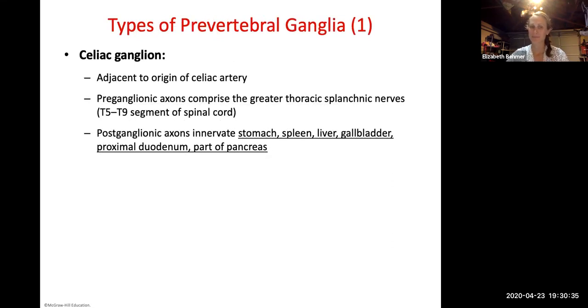Celiac ganglia are adjacent to the celiac artery, and they will innervate parts of your stomach, spleen, liver, gallbladder, your proximal duodenum, which is the first part of your small intestine, and a part of your pancreas. I know we haven't done the digestive system yet, but the celiac ganglia innervate the first part of your digestive system. Once we pass the diaphragm, your stomach, spleen, liver, and gallbladder are all in the upper half of your abdominal cavity, and the celiac ganglia innervate those top parts first. So that's your celiac postganglionic axons.